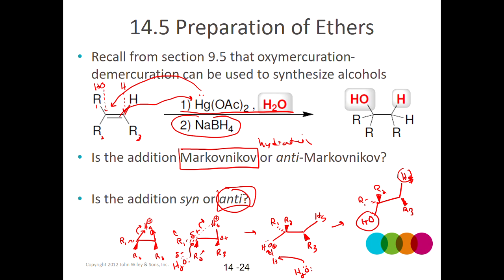So this is all review. We talked about all this last semester. This is a great way to avoid a carbocation rearrangement because we're not ever forming a carbocation. It's a great way to control the spatial positioning of the nucleophile attacking. We can control the regiochemical outcome where we get the OH on the carbon we want, the hydrogen on the other carbon.